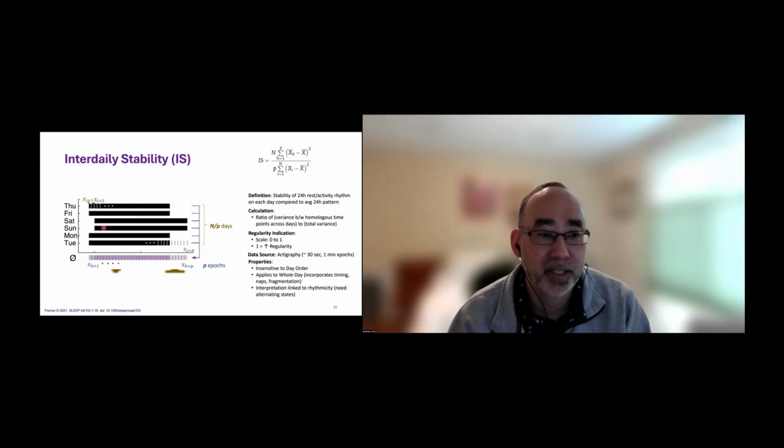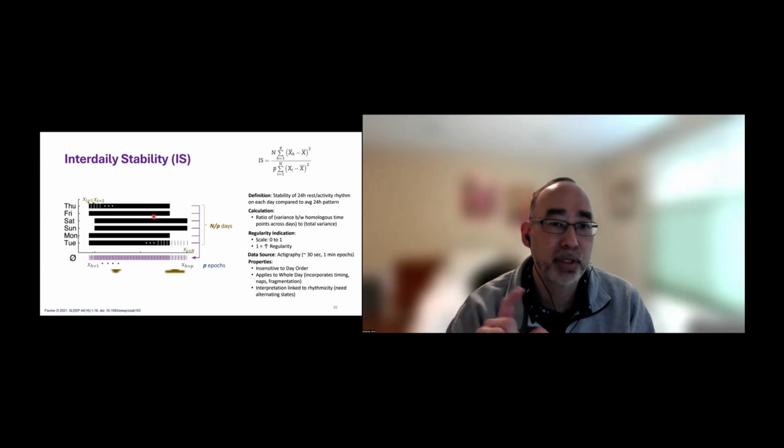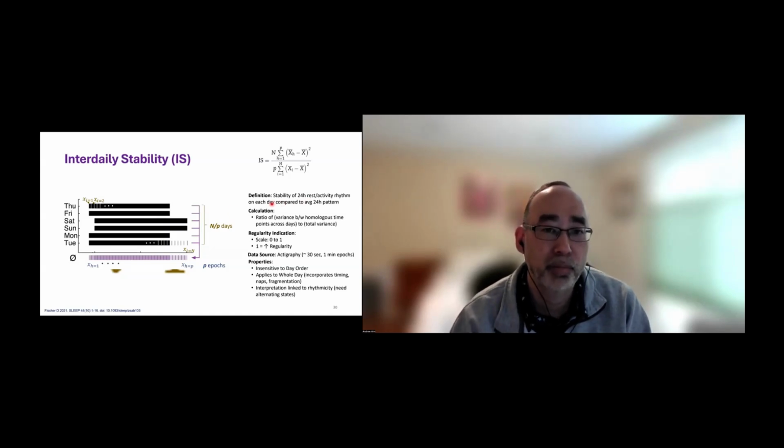Actually, this came from the actigraphy world. They take actigraph activity counts. And what you can do is, after obtaining data over many days, you obtain a mean activity level, which is demonstrated here on the bottom. And then for each day, you calculate the deviation of the values from this mean value. So it assesses the stability of this 24-hour rest activity rhythm on each day compared to this average 24-hour pattern. And it has a scale or scoring from 0 to 1, 1 meaning the highest regularity.